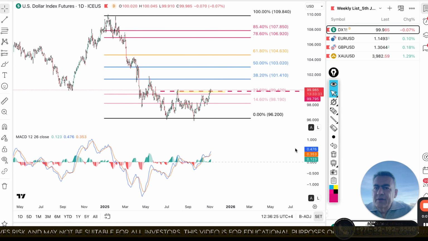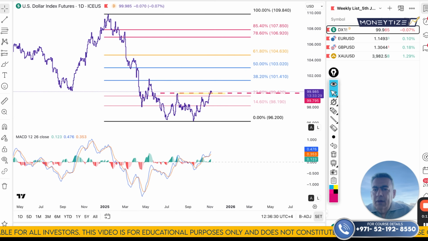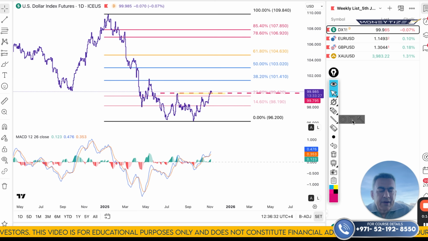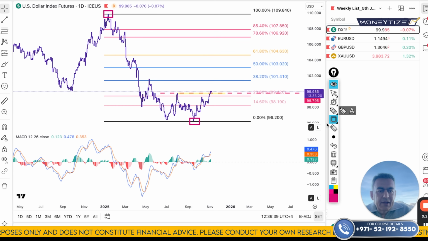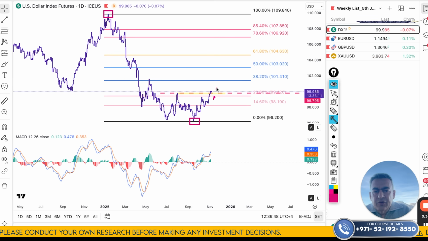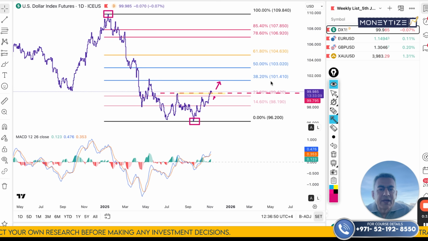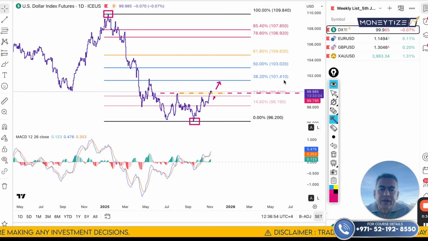So dollar index is our first instrument, and currently I'm on the daily chart here. I'm turning it into a line chart, and I've applied fib retracement from the swing high to the swing low here. Dollar index is currently under retracement, and it has crossed fib retracement 23.6% here, and most likely it is going to hit the next level of 38.2%. So in terms of price levels, it would be around 101.410.